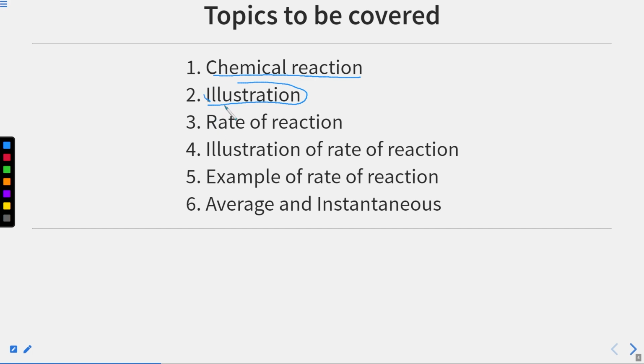After that, we will see what is this rate of reaction. So this chapter is mainly about the rate. Okay, so we'll talk about how fast or how slow the reaction will be carried out. Then we will move to illustration of this rate of reaction, and we will see examples of rate of reaction. At last, we will see the types of rate of reaction. The first one is average rate of reaction, and second one is instantaneous rate of reaction. So let us start our today's class.